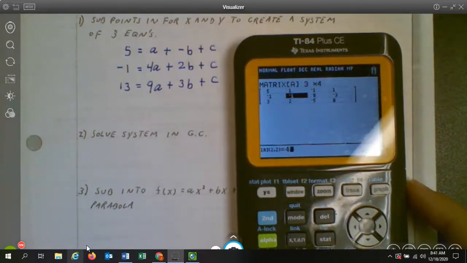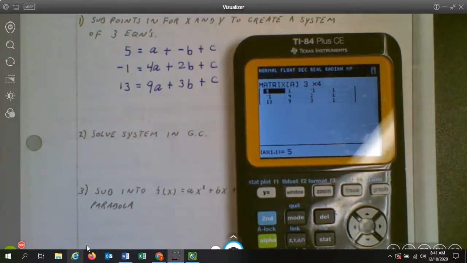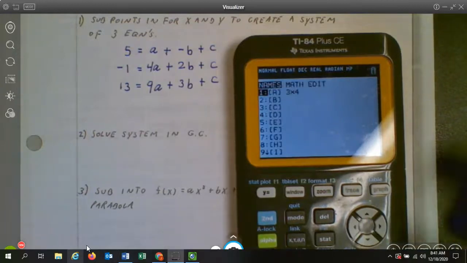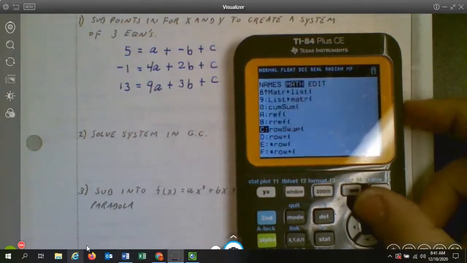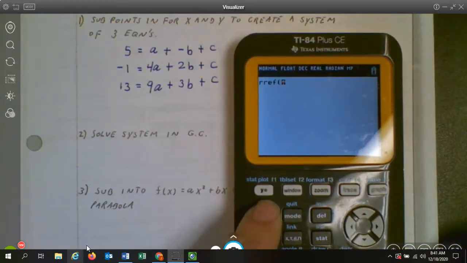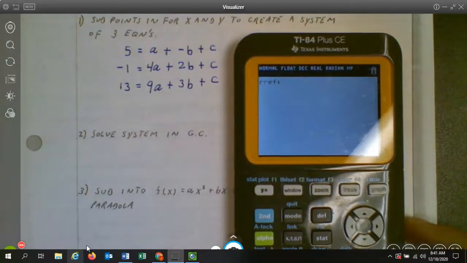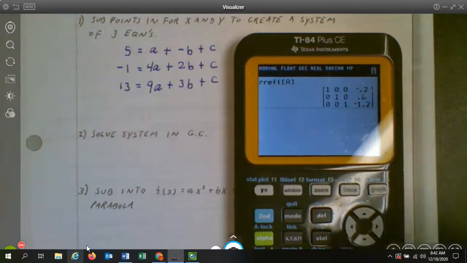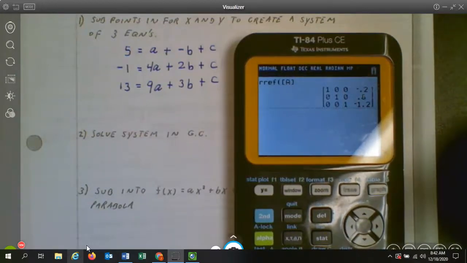I'm just going to go on down the list here. And so there's all the numbers in front of the letters. Go back out to your home screen. Go back into Matrix. Go to Math. Go to rref. Identify that this is matrix A. And here are my solutions over here on the right. Of course, if you wanted those as fractions, you could convert them to fractions. I'm just going to keep them as decimals for now.